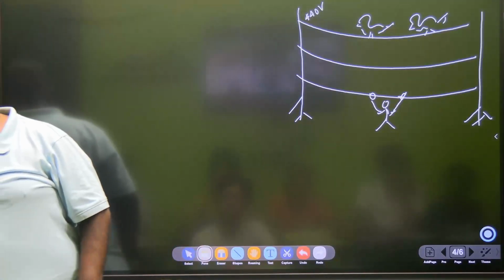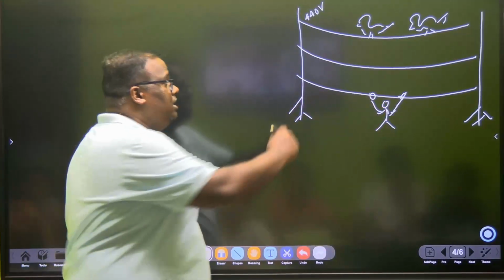Why? This is 440, or sometimes these lines are also 13 kV.